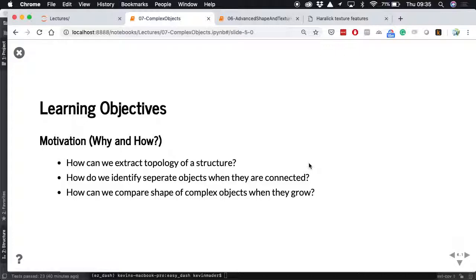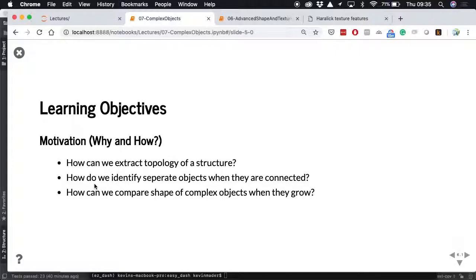So for the learning objectives, the first thing is how do we extract the topology of a structure. So when we segment complicated structures, we might do distance maps and thickness maps and get a nice visualization of them, and perhaps even quantify some simple thickness measurements for them. But it doesn't give us a good idea of what the topology of the structure actually looks like.